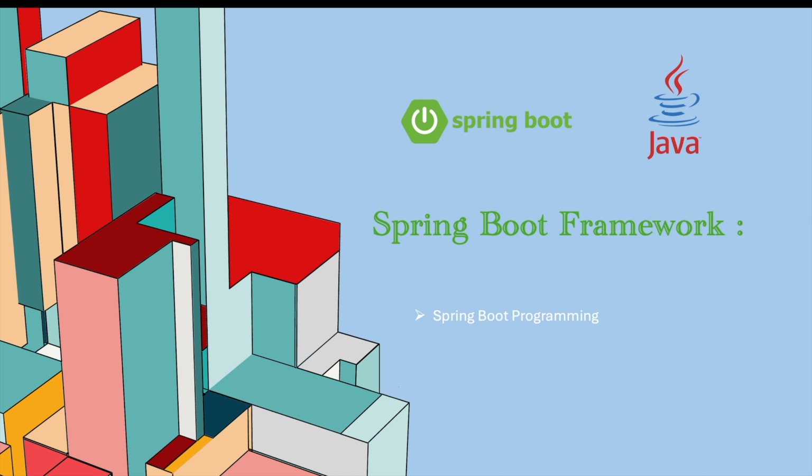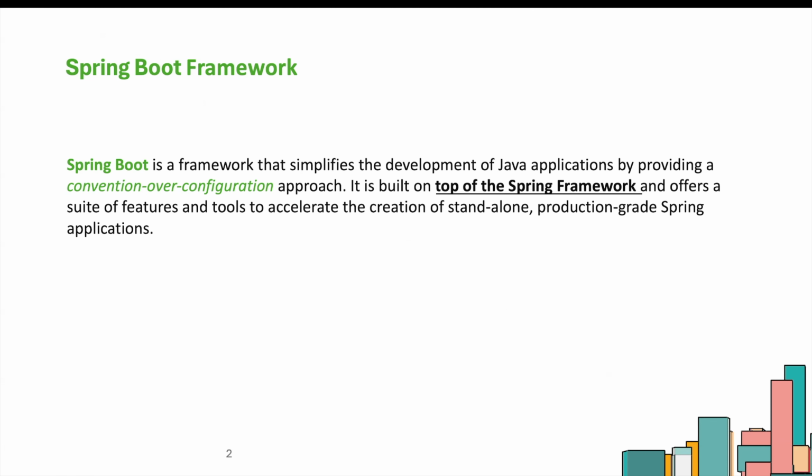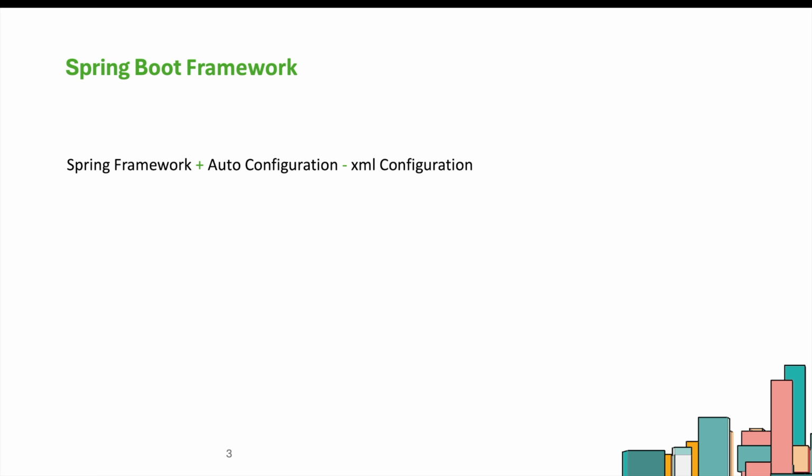Today we are going to learn about the Spring Boot framework. Spring Boot is nothing but an extension of the Spring Core framework. So I would say Spring framework with new, additional features on top can be called the Spring Boot framework. Some people call it Spring framework plus automatic configuration minus XML configurations.